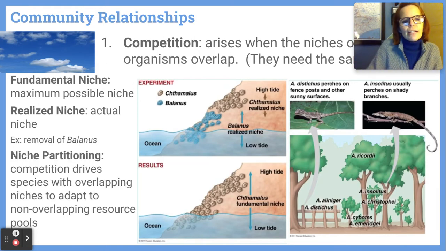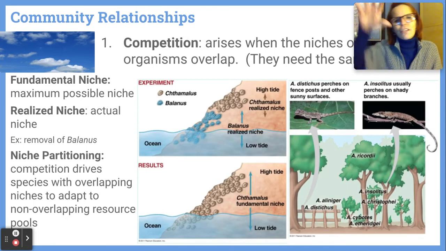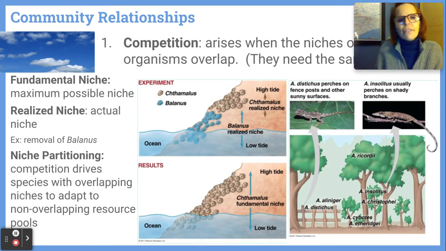So it's called niche partitioning, which means that they sort of agreed to live up here and the others agreed to live down there, so that they could both survive in a similar area, so that their niches didn't overlap too much.